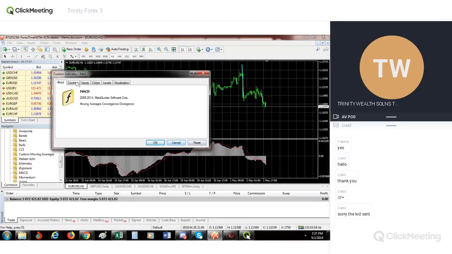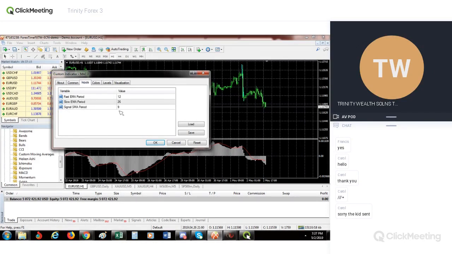You can see that when they say the inputs are here, the fast EMA period is 12 days, the slow EMA period is 26 days, then the signal SMA period is 9, right? You can always change this because we said for more volatile instruments, you use shorter periods. For less volatile instruments, you use longer periods.